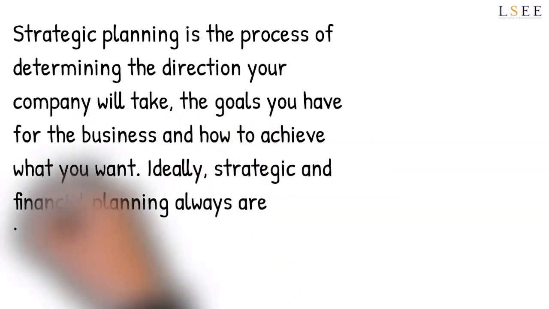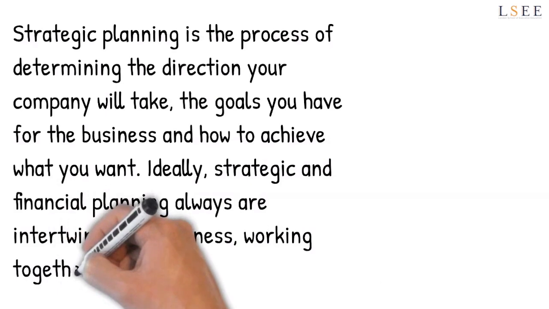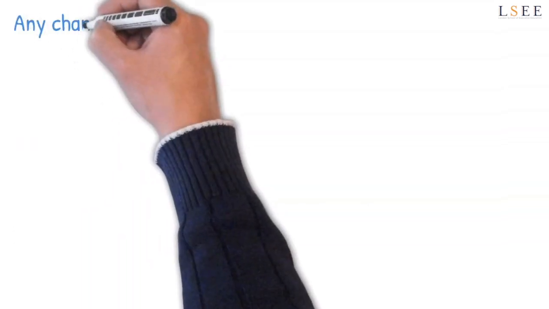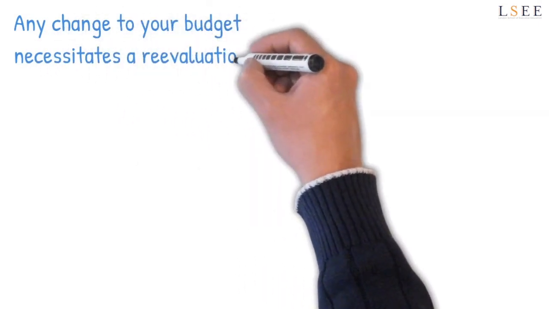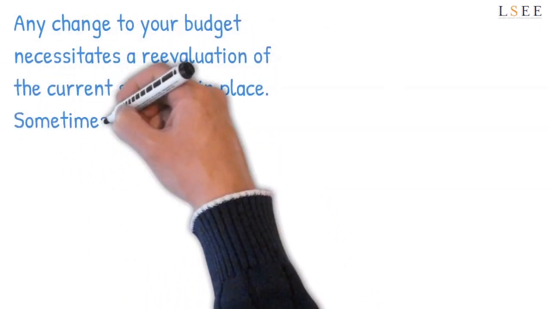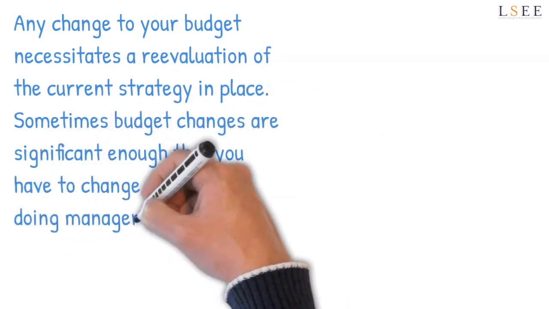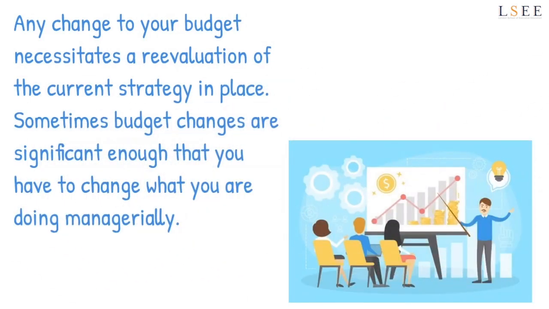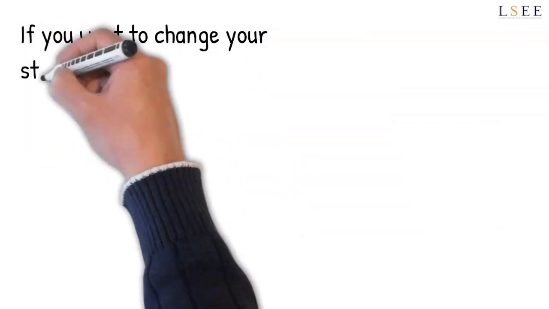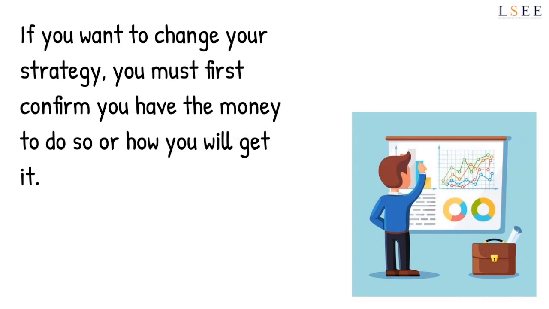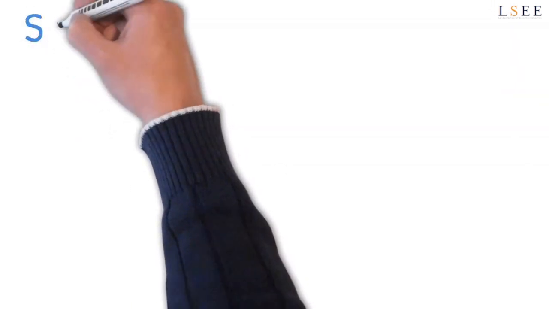Ideally, strategic and financial planning always are intertwined in a business, working together in a cyclic way. Any change to your budget necessitates a re-evaluation of the current strategy in place. Sometimes budget changes are significant enough that you have to change what you are doing managerially. If you want to change your strategy, you must first confirm you have the money to do so or how you will get it.